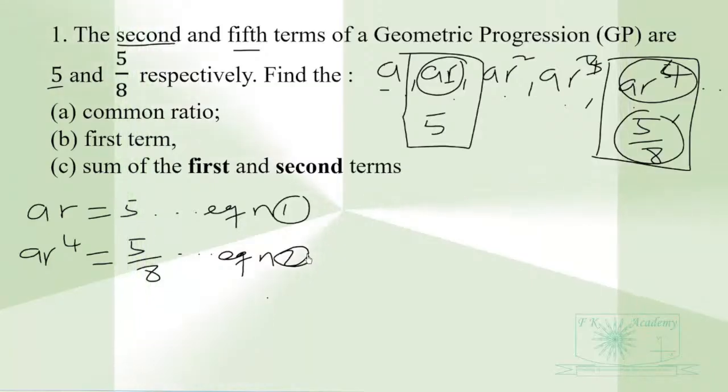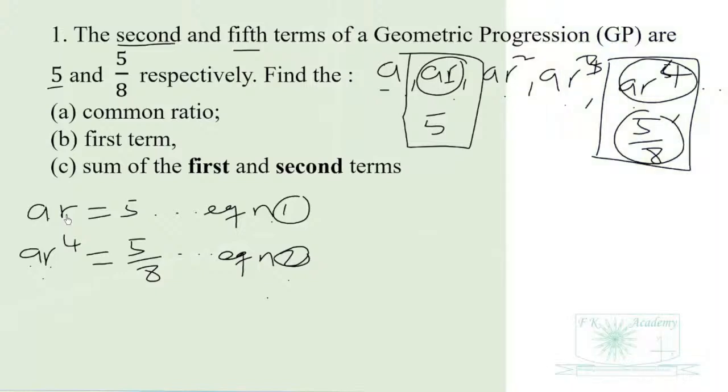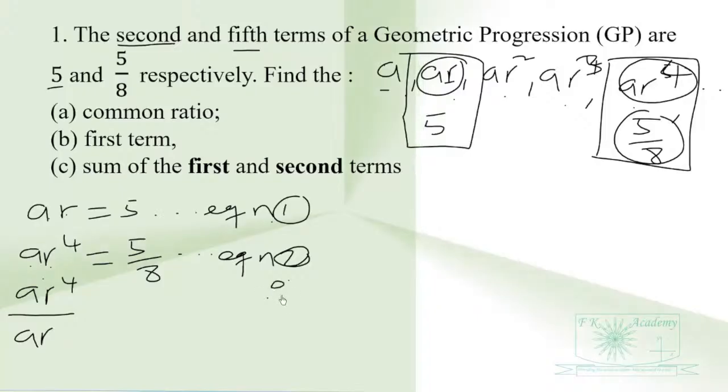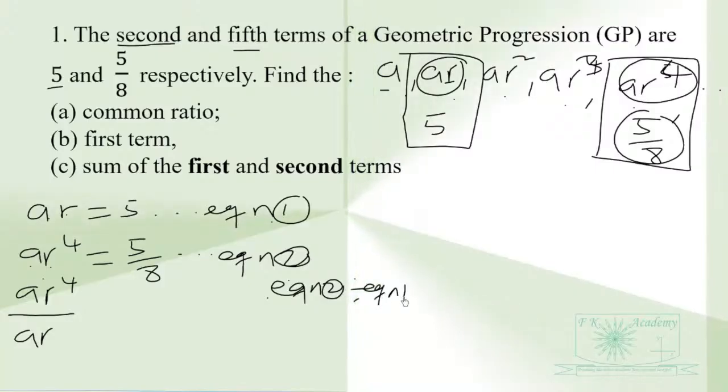So we can divide equation 2 by equation 1 so that the A's will cancel and the R's will reduce. If you add, it will not cancel out. If you subtract, it will not cancel out. If you multiply, it will not cancel out. So you have to divide. So AR exponent 4 divided by AR. So in other words, we are doing equation 2 divided by equation 1.